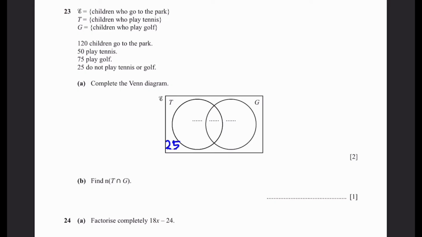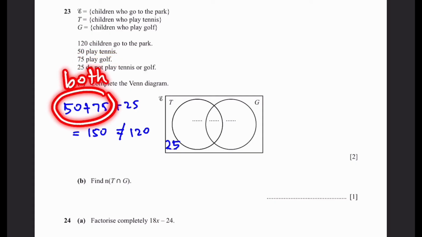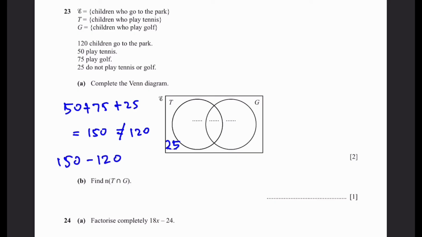So first, we have 50 play tennis and 75 play golf. 25 do not play either. So 50 plus 75 plus 25 is equal to 150. But then we are supposed to get the answer as 120, which means that some of the people who play tennis or golf actually played both tennis and golf. The difference, 150 minus 120, is equal to 30. So there are 30 extra people who play both tennis and golf.